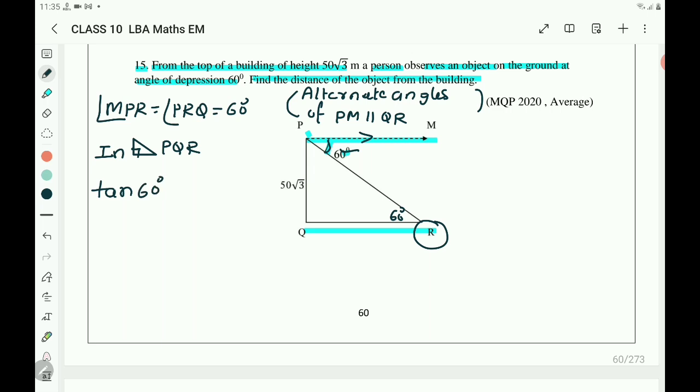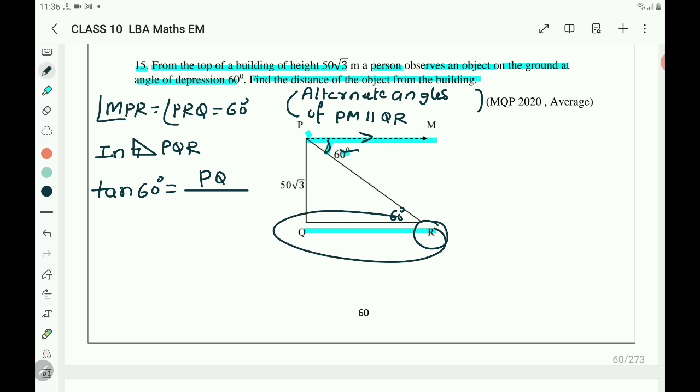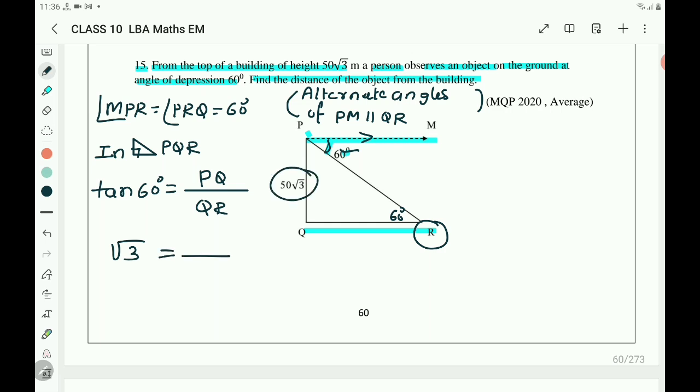Tan 60 degree equals opposite side. Which is the opposite side? PQ. Write it directly. Opposite side PQ by adjacent side QR. Then what is the value of tan 60? Tan 60 is root 3 equals PQ is 50 root 3 by QR. QR is QR only because QR is to be found out.